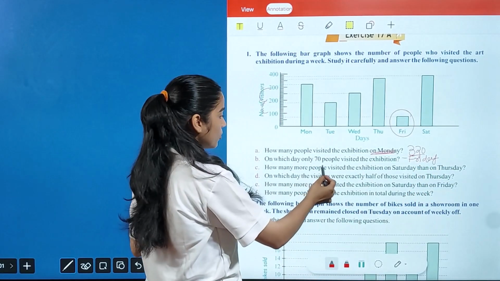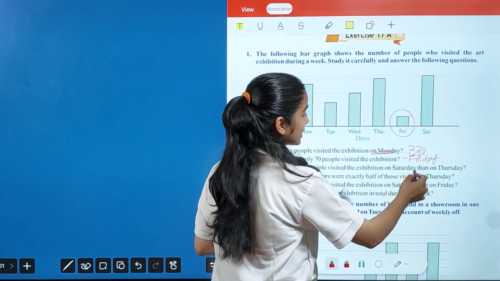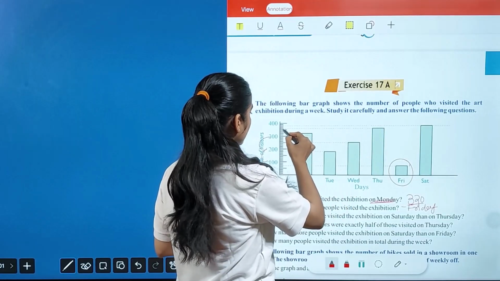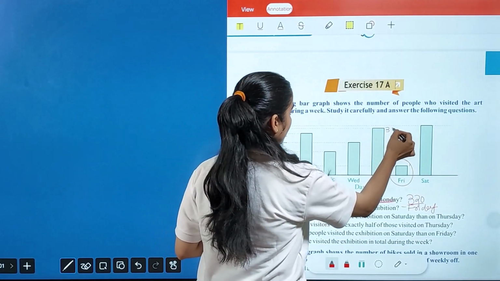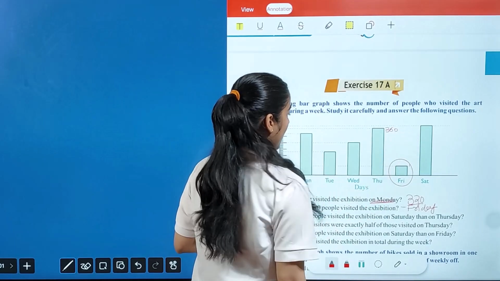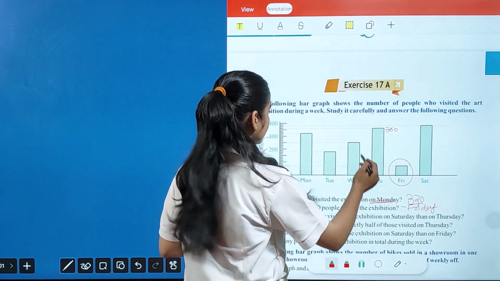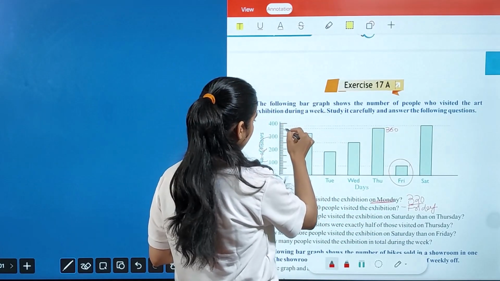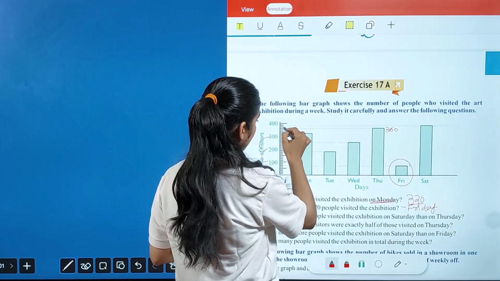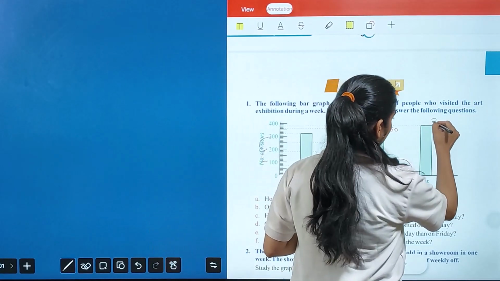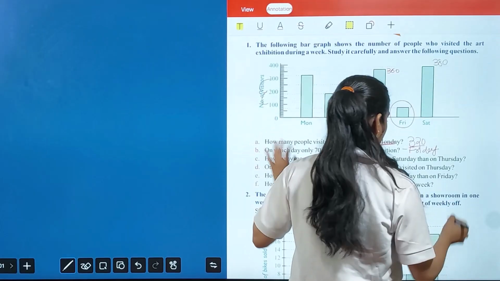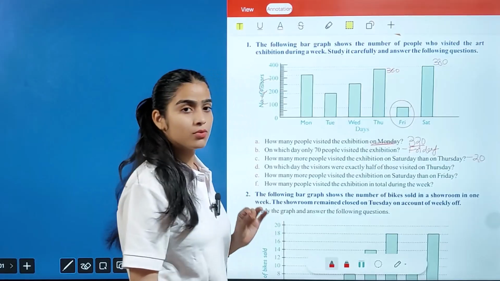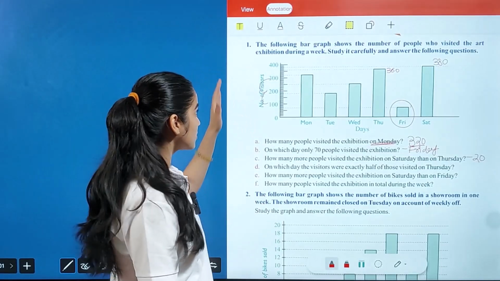Next, how many more people visited the exhibition on Saturday than on Thursday? So, on Thursday we have 350. So here we have 360 on Thursday. And on Saturday, we have 360, 370, 380. So only 20 people more visited as compared to Thursday. Okay, in the same way, you can answer the rest of the questions you have in this question number 1.